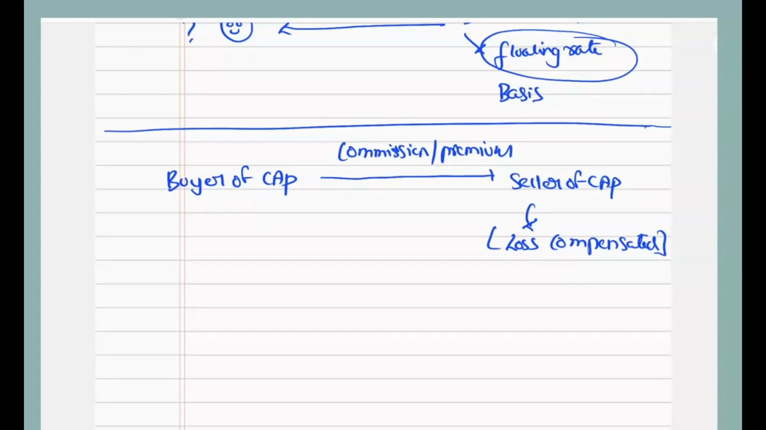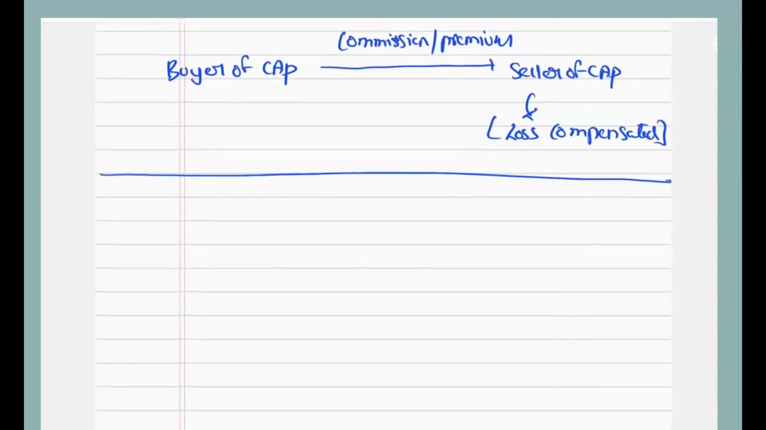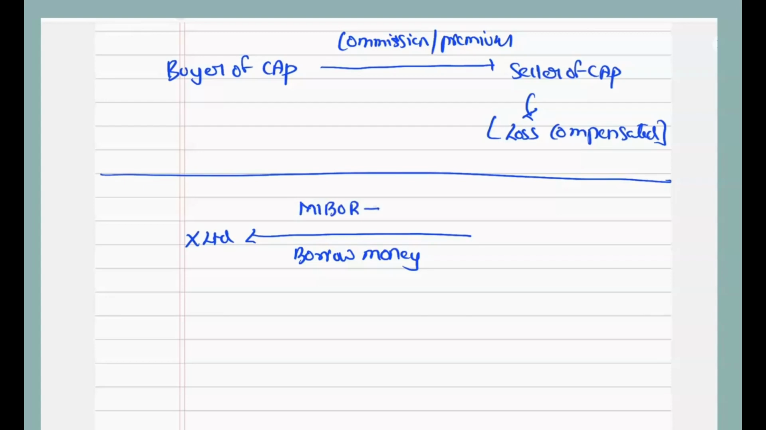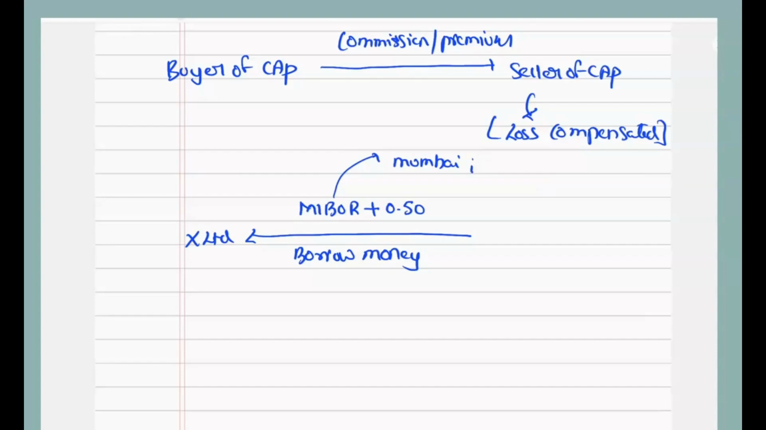Now you may find it a bit vague, right? Let us get into a simple example. Suppose there is a company called X Limited, and it is borrowing money from the market at a floating rate. Suppose the floating rate in the market is MIBOR plus 0.50. MIBOR is the Mumbai Interbank Offered Rate, the floating rate which is available in the market, plus 50 basis points.